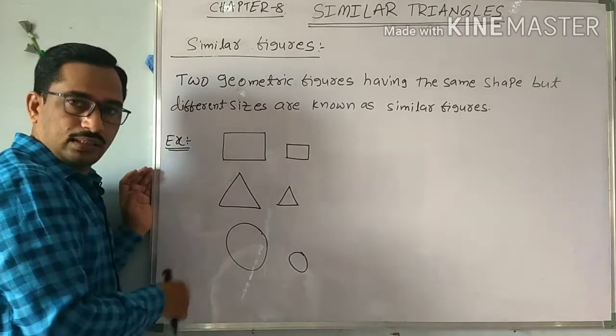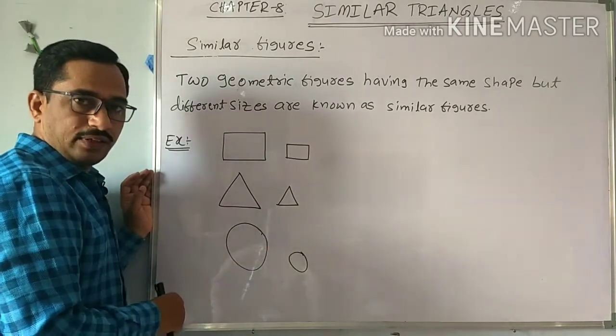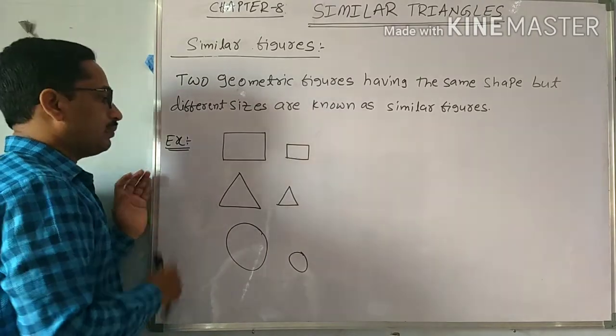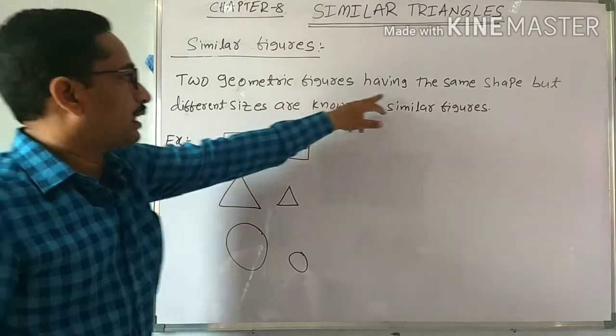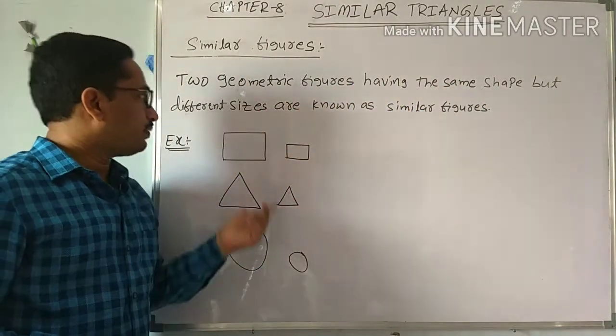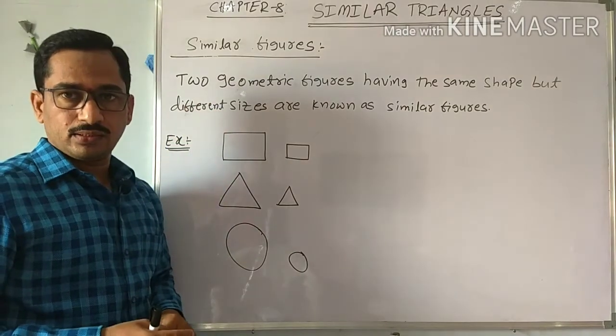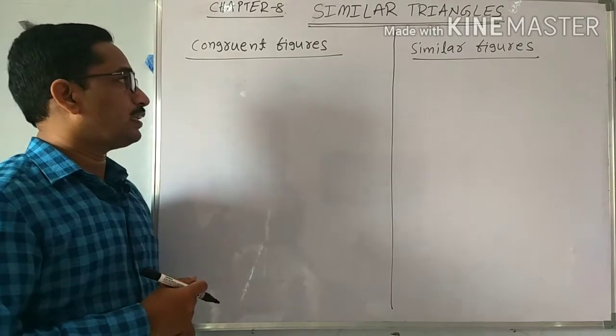The two circles have the same shape, but the size is different. These types of figures are known as similar figures, meaning they have the same shape but different sizes. Now see the difference between congruent figures and similar figures.